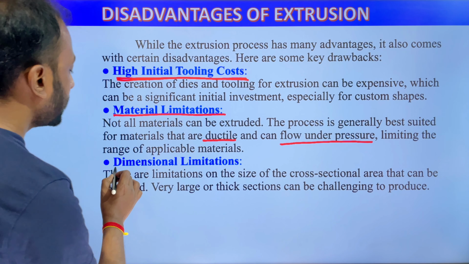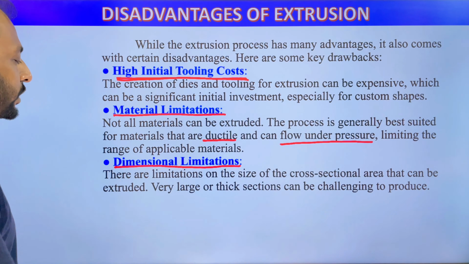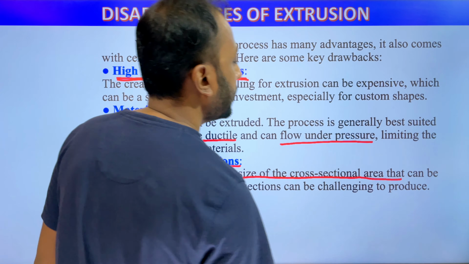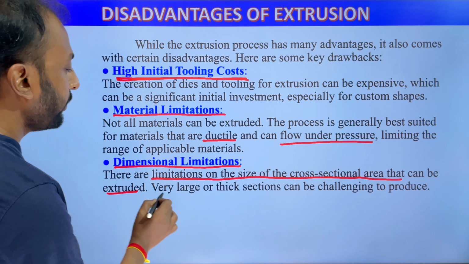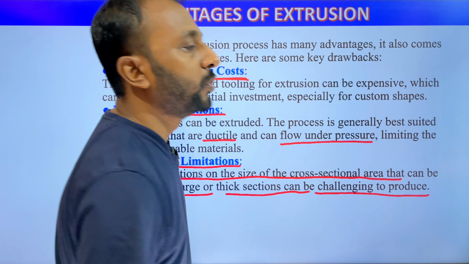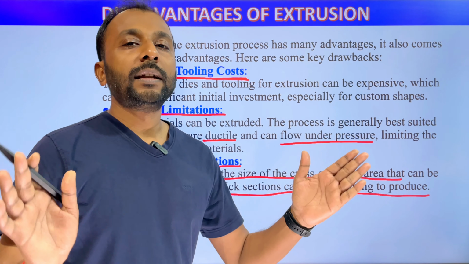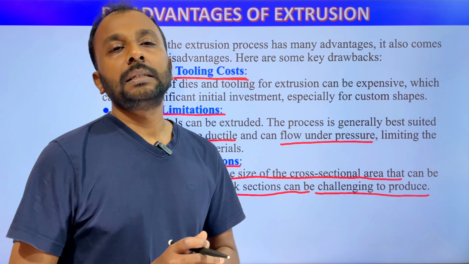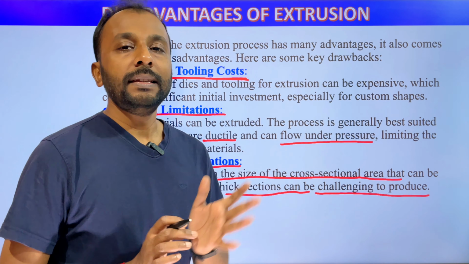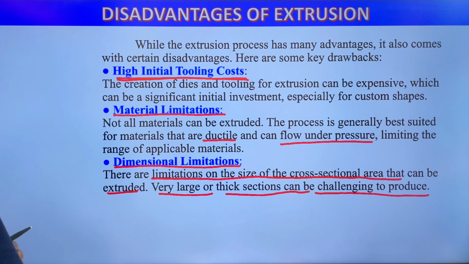Next is dimensional limitations. When we are doing the extrusion process, there are limitations on the size of the cross-section area that can be extruded. Very large or thick sections can be challenging to produce. So only very few dimensions can be made. Very large or very thick sections cannot be extruded very easily in the extrusion process. This is another disadvantage of the extrusion process.